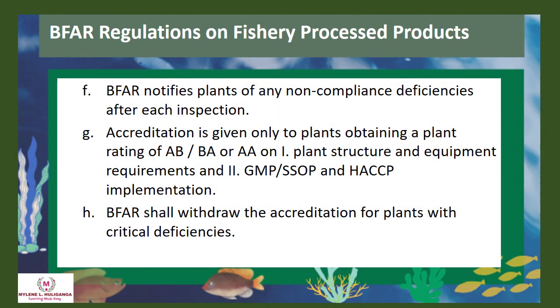Letter F. BFAR notifies plants of any non-compliance or deficiencies after each inspection. Letter G. Accreditation is given only to plants obtaining a plant rating of AB, BA, or AA for plant structure and equipment requirements and GMP, SSOP, and HACCP implementation. Letter H. BFAR shall withdraw the accreditation for plants with critical deficiencies.